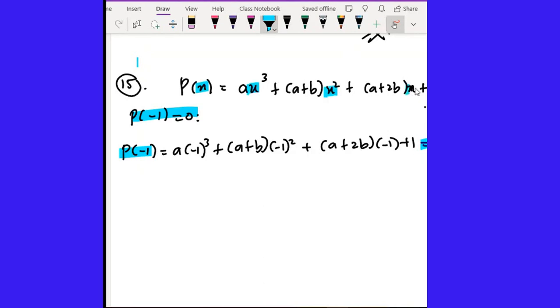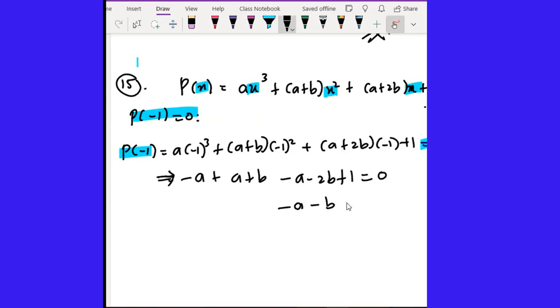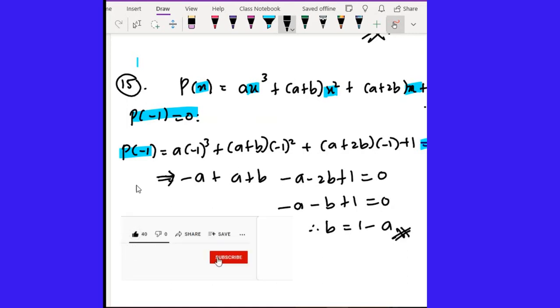Replace x with negative 1, then simplify. Negative a, then negative 1 squared is 1, so a plus b, and then negative a minus 2b plus 1 is equal to 0. Negative a cancels with a, leaving b minus 2b, so negative b plus 1 is equal to 0. They say write b in terms of a, so bring b to the right: b is equal to 1 minus a. Express b in terms of a.